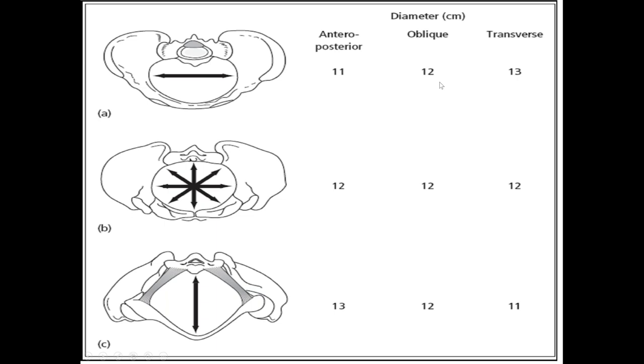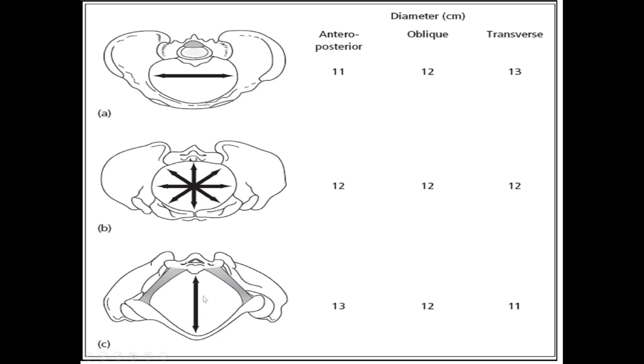So we have three main diameters: the anteroposterior, the oblique, and the transverse. Here the transverse is about 13, which is the longest one, because the fetus or the presenting part enters the pelvis through the transverse position. And in the pelvic cavity, all three are the same: anteroposterior, oblique, and transverse.